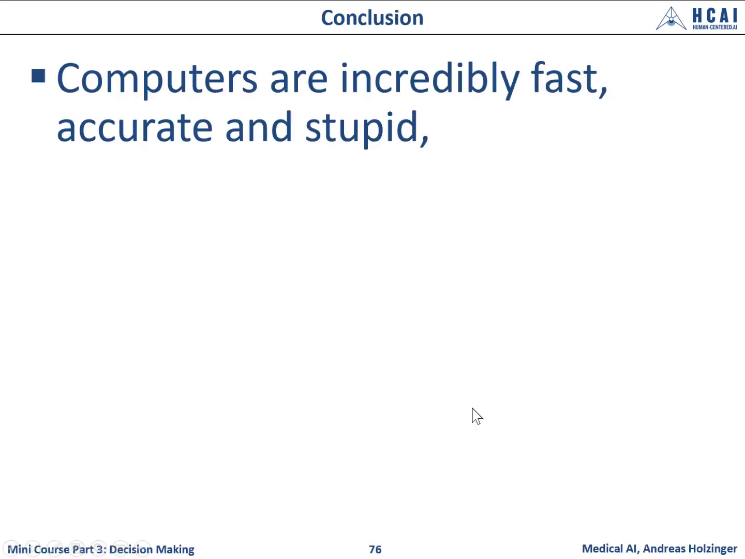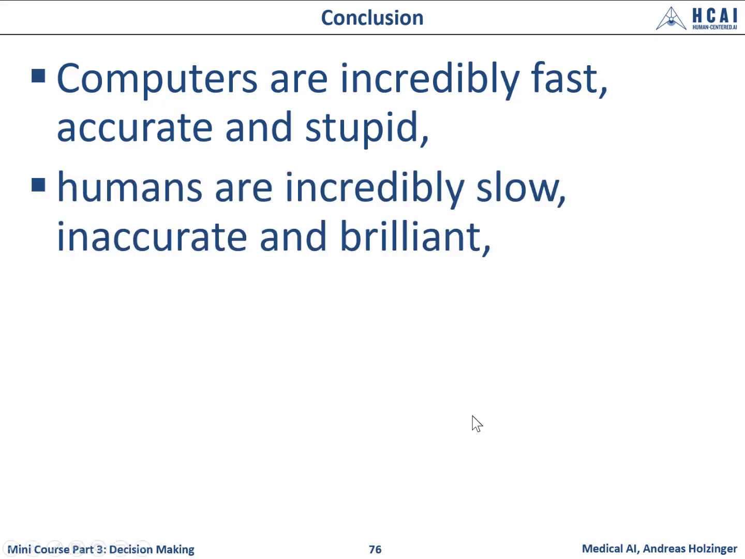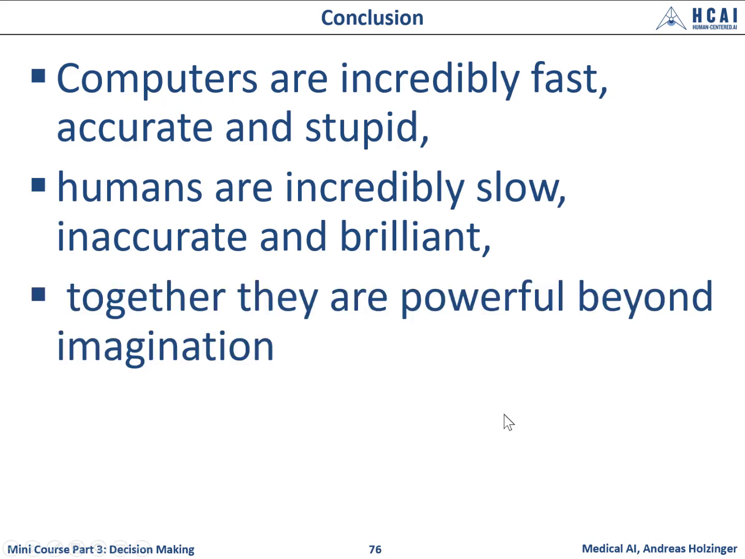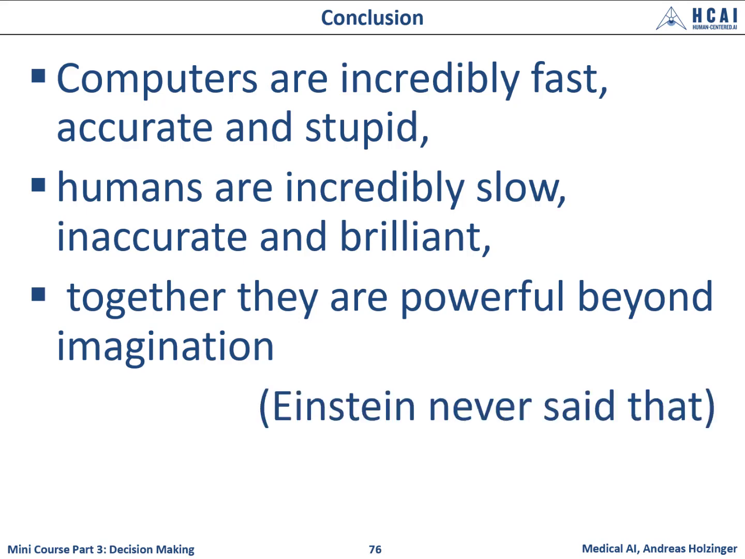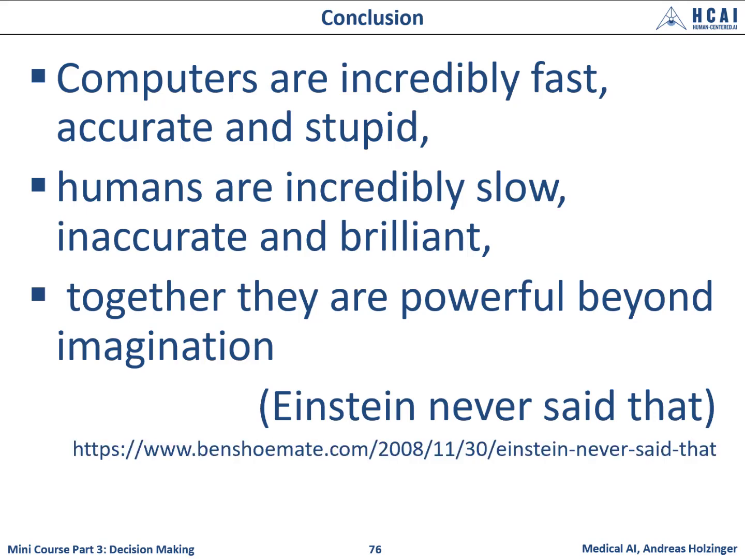Okay, conclusion. Computers are incredibly fast, accurate, and stupid. Humans are incredibly slow, inaccurate, but brilliant. Together they are powerful beyond imagination. So this would be the typical human-centered AI approach. This is attributed to Albert Einstein, but we know from some research what Ben Shneiderman did, Einstein never said that because Einstein surely had no computers at this time.